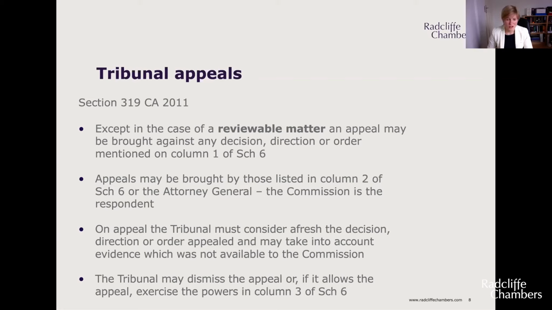If the tribunal is inclined to allow your appeal, it can exercise any of the powers that are listed in column 3 of Schedule 6, or at least the ones that are listed next to the type of decision that you are appealing. Those powers are quite wide-ranging, so they range from quashing orders, remitting the decision back to the Commission to take the decision again, and in some cases the tribunal can also substitute its own decision for that of the Commission.